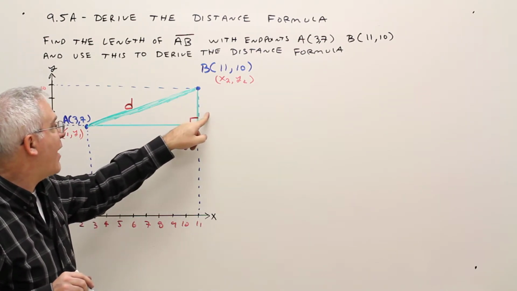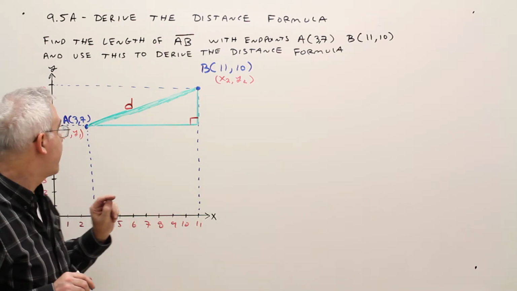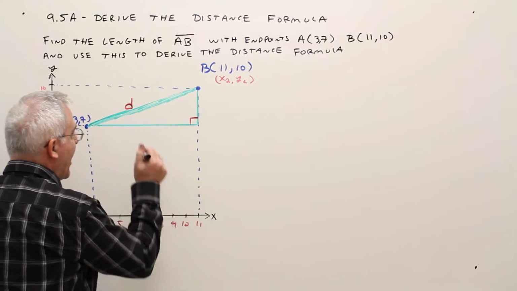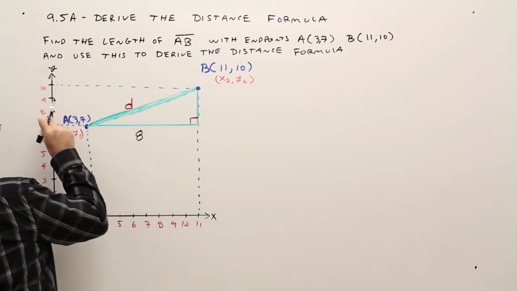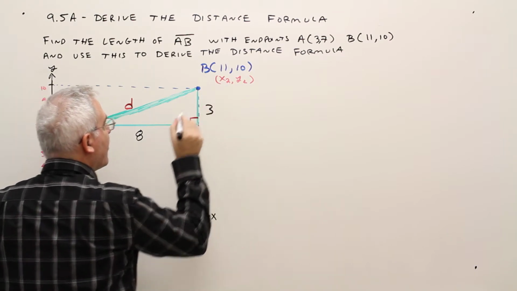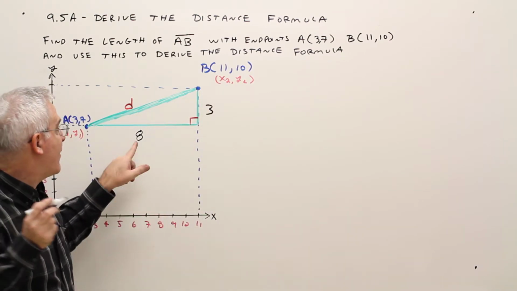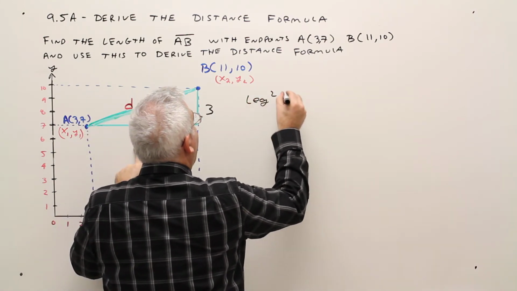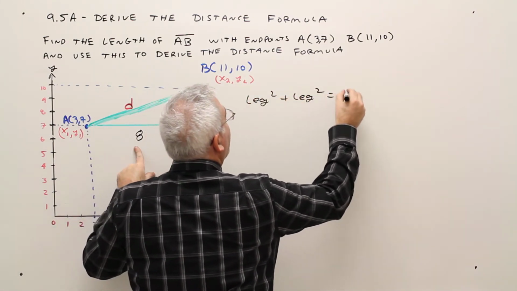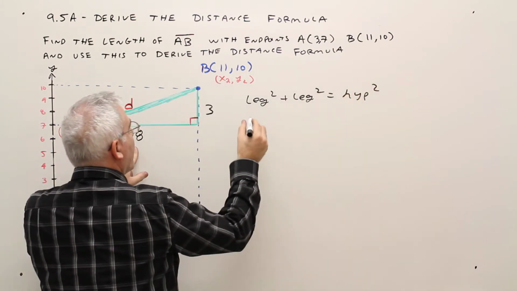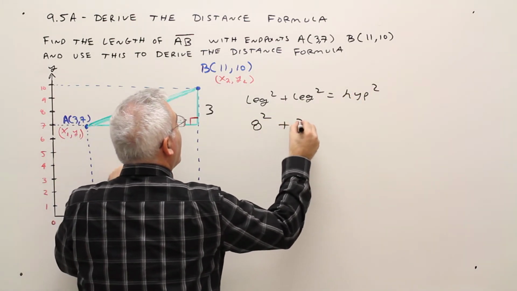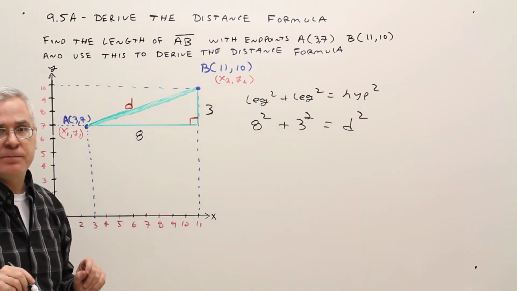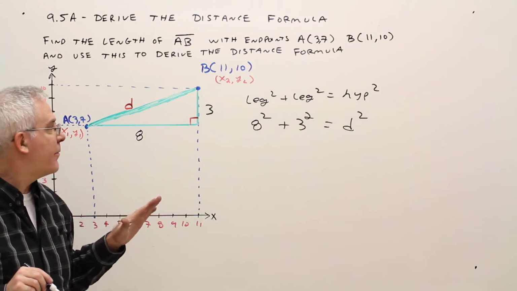Leg squared plus leg squared equals hypotenuse squared. All right, so I can simply count 1, 2, 3, 4, 5, 6, 7, 8. This is 8 units. 1, 2, 3. This is 3 units. So very simply, by the Pythagorean theorem, I'll even write it down: leg squared plus leg squared equals hypotenuse squared. 8 squared plus 3 squared equals d squared. Okay, I'll just leave it that way for now.